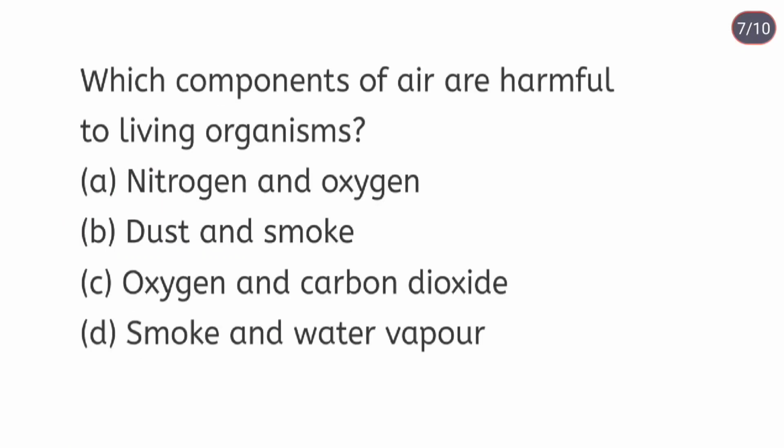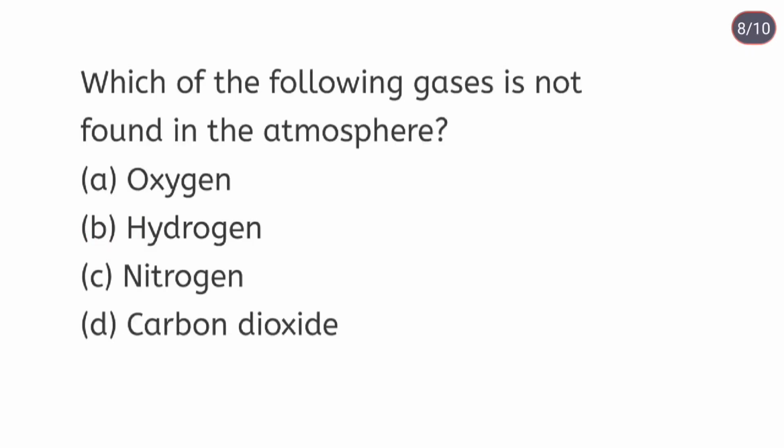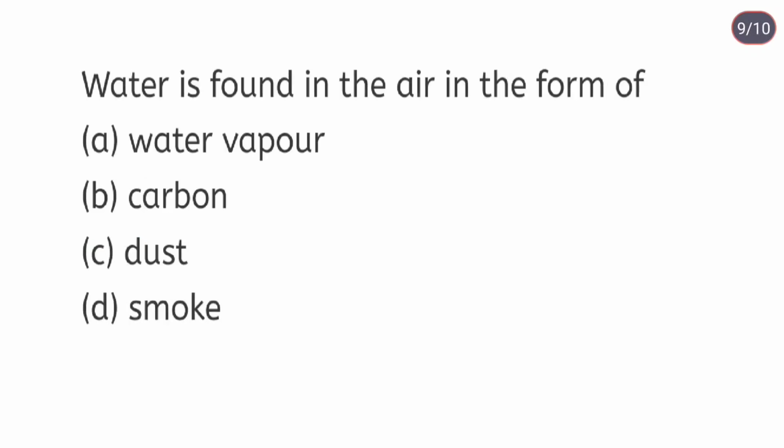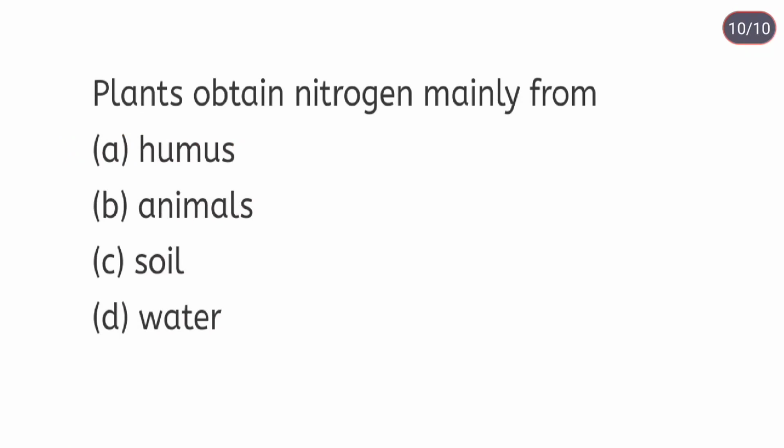Which components of air are harmful to living organisms? Dust and smoke. Which of the following gases is not found in the atmosphere? Hydrogen. Water is found in the air in the form of water vapor. Plants obtain nitrogen mainly from soil.